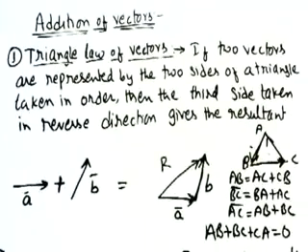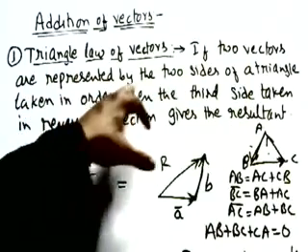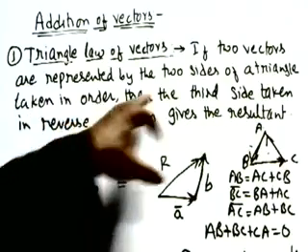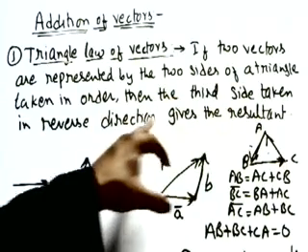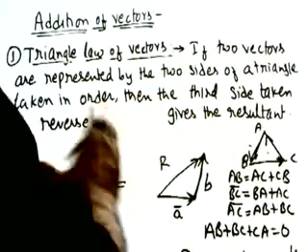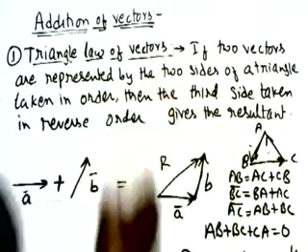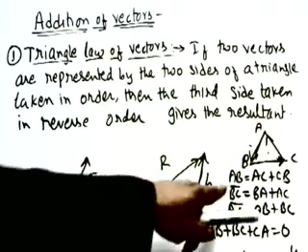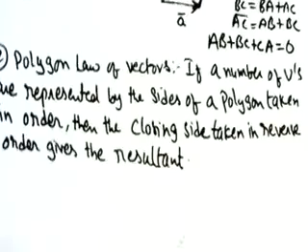For two vectors, we use the triangle law of vectors. Now watch carefully. If two vectors are represented by the two sides of a triangle taken in order, then the third side taken in the reversed order gives the resultant. So let me practice this one. Make the formulas here, make the resultants here.